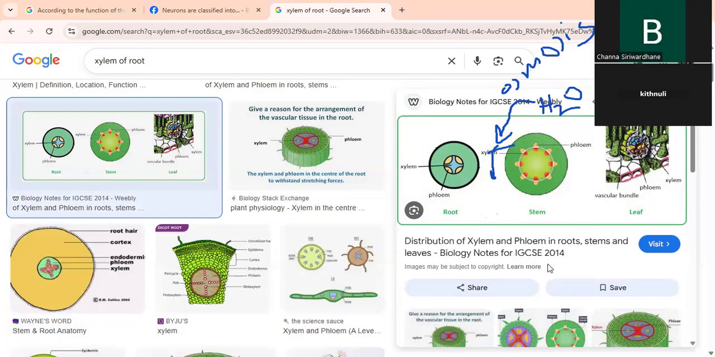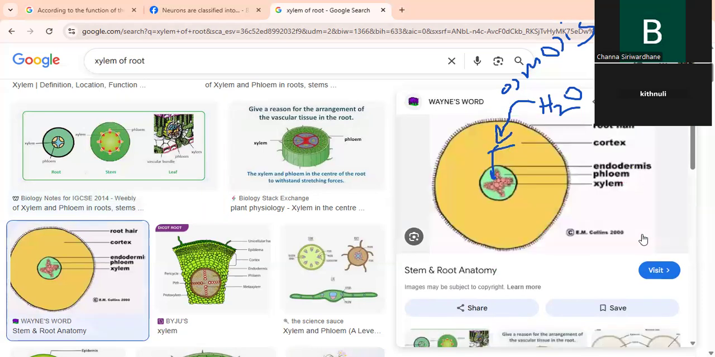Did you see? Yes. So there are many differences between the root and the stem. You will learn those things later, so don't worry. Now you have to remember this thing, right?